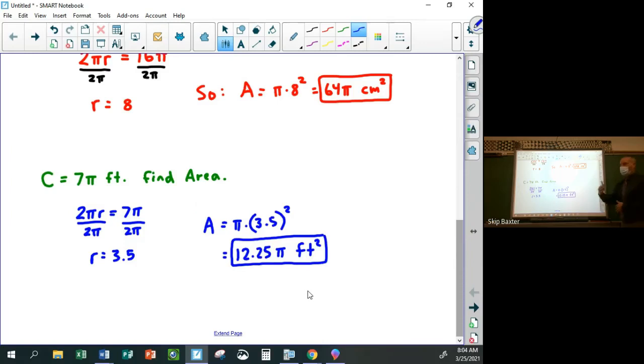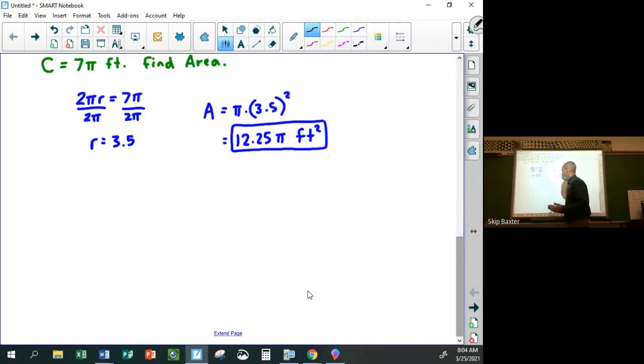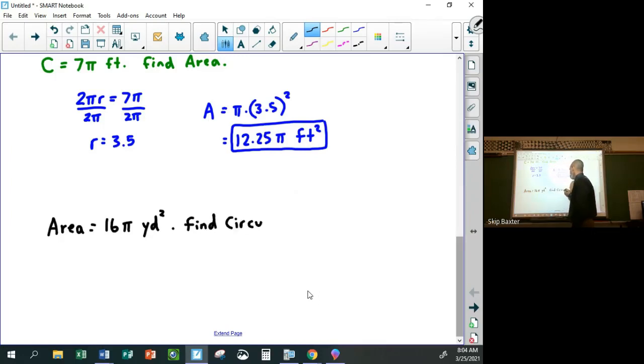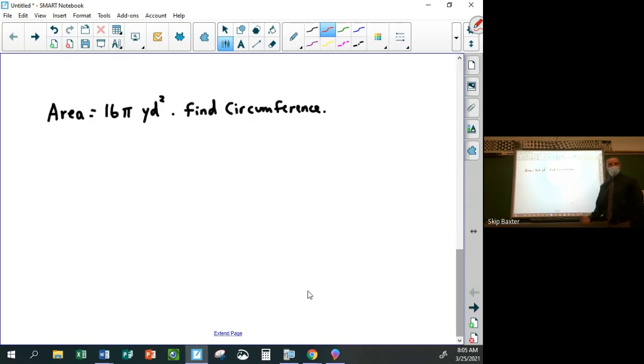Or they might give you a problem where the reverse information is given. Maybe they give you the area and ask you to find the circumference. It's the same deal, right? So if they said the area is 16 pi square yards, find circumference. It's the same process, except this time they're giving us the area. So they're giving us pi r squared. So we would say pi r squared equals 16 pi.